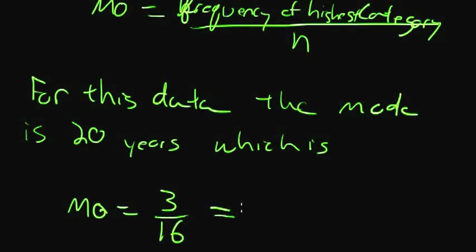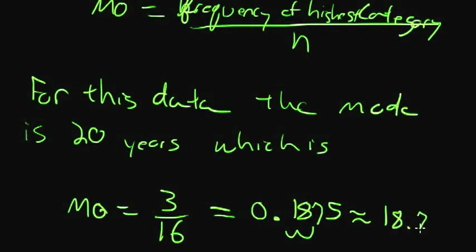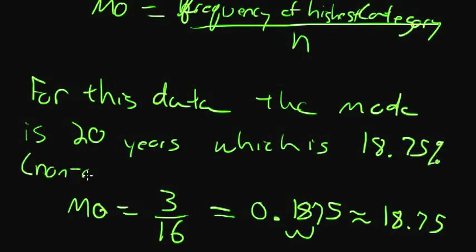So if we calculate 3 divided by 16, what do we get? We actually get 0.1875. And you can move the decimal place, and this turns into 18.75. So up here we're going to say, for this data, the mode is 20 years, which is 18.75%. And then we're going to write non-dominating.